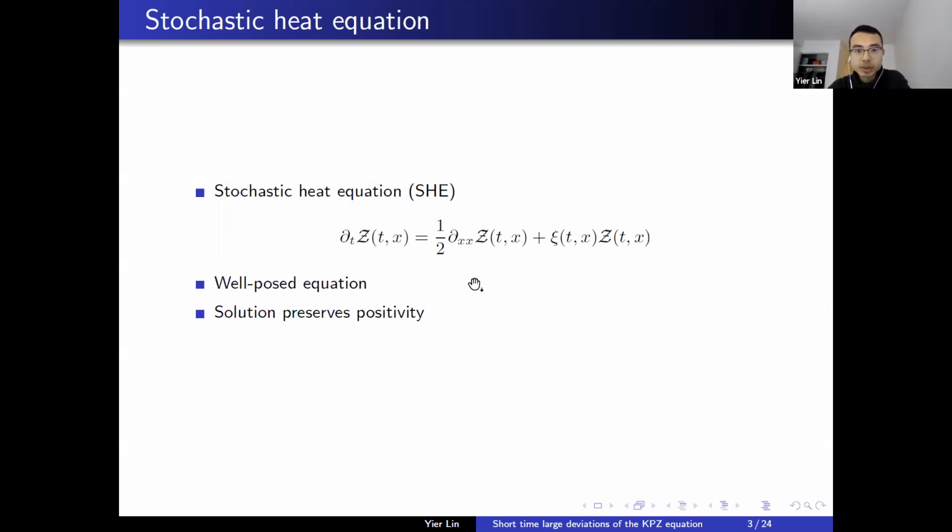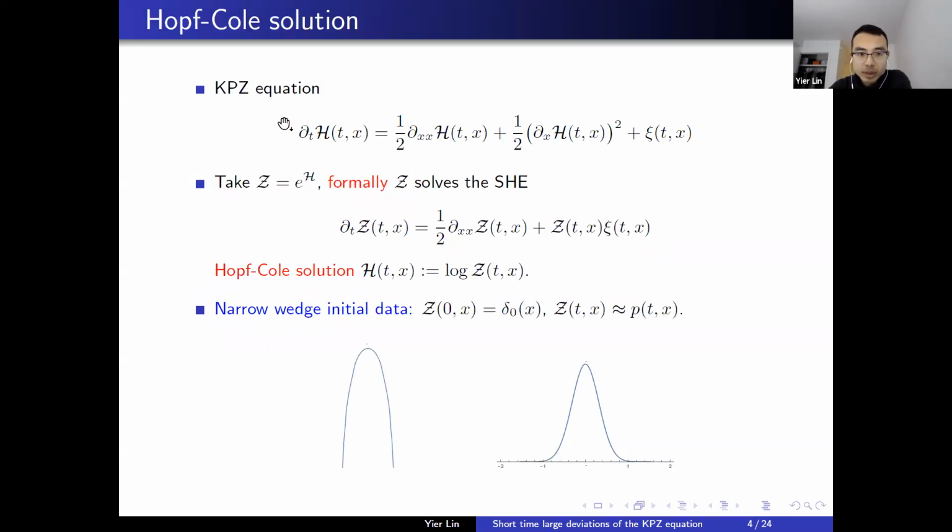So what's the relation between the KPZ equation and the stochastic heat equation? You look at the KPZ equation here. This ξ is the space-time white noise, so it's a random distribution. But formally, you treat it as a nice and regular function, and you consider this exponential transform of H. Then if you look at the temporal derivative of Z, it's like computing the temporal derivative of this exponential of H. So apply the chain rule, and using this relation, you'll find out, formally, this Z will satisfy the stochastic heat equation here.